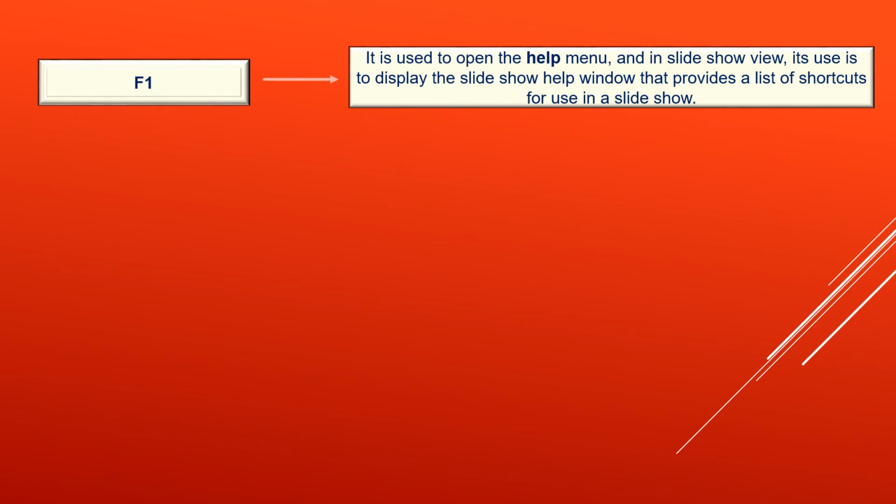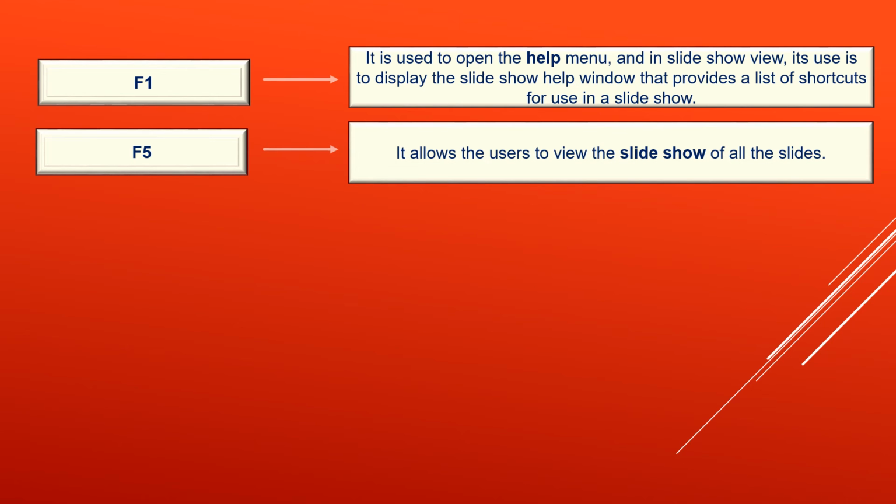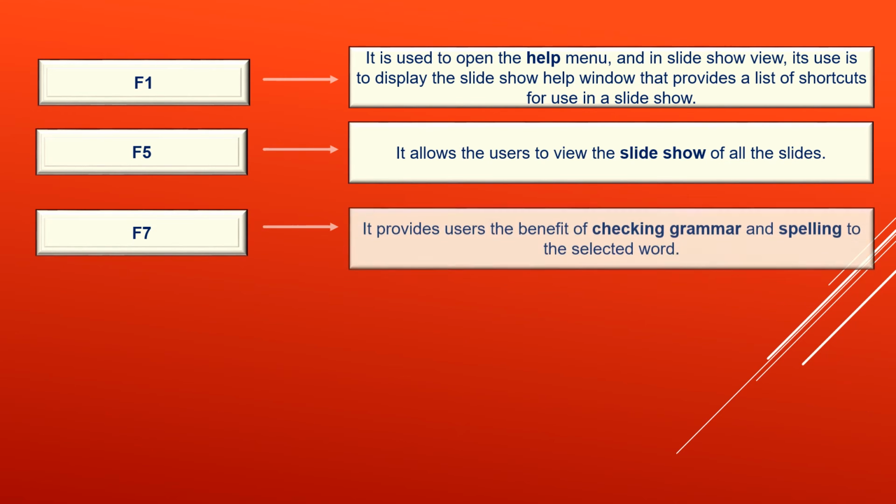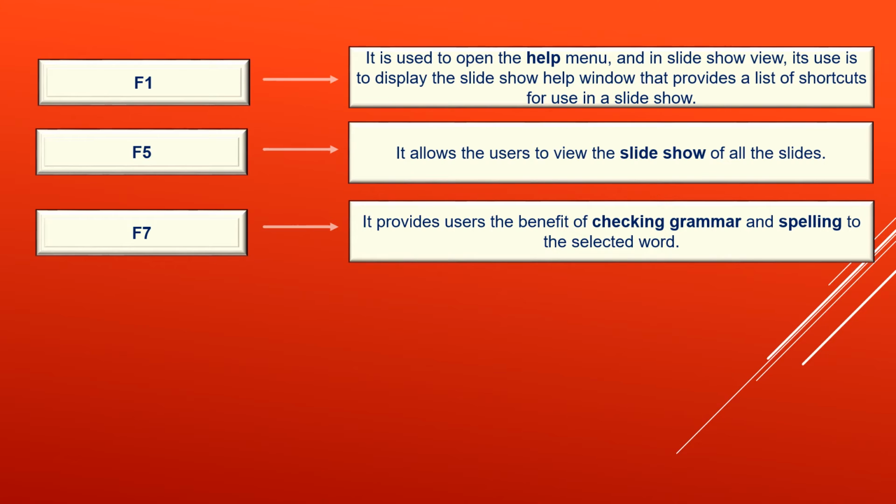F1. It is used to open the help menu, and in the slideshow view, its use is to display the slideshow help window that provides a list of shortcuts for use in a slideshow. F5. It allows the user to view the slideshow of all the slides. F7. It provides the user the benefit of checking grammar and spelling of the selected word.